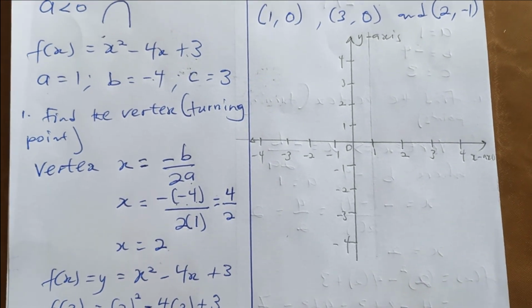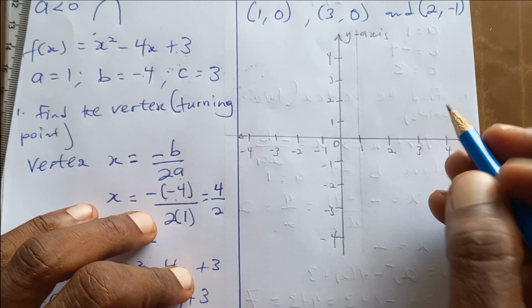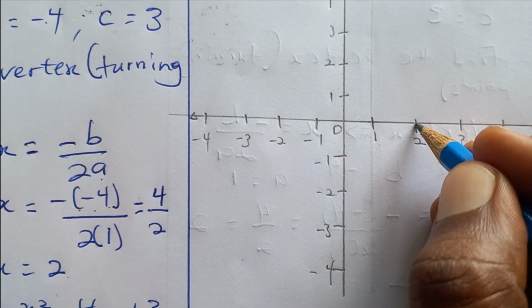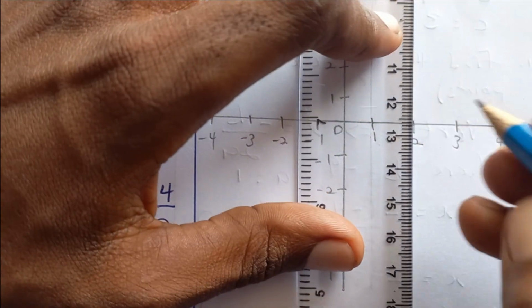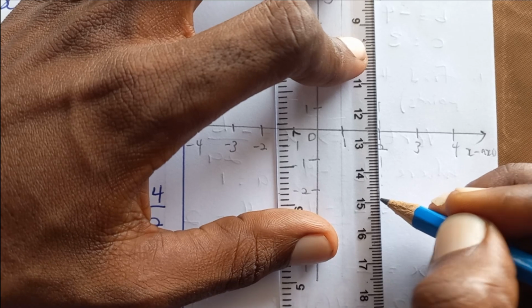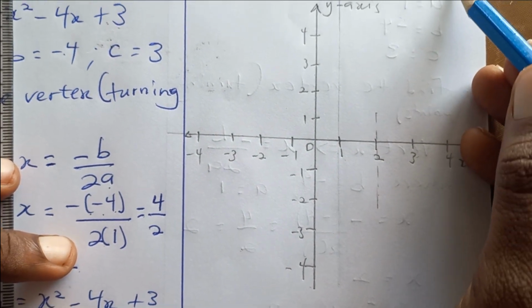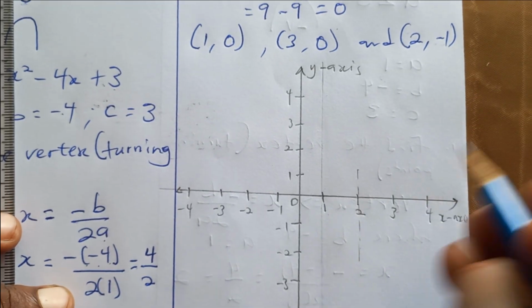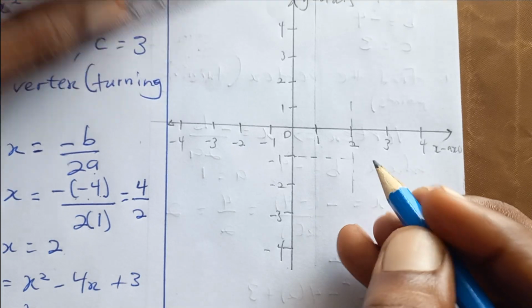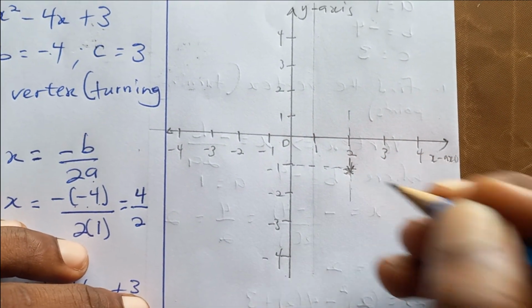Okay. So we are going to plot the turning point first, which is 2, negative 1. So on the x-axis, this is our 2. Then on the y-axis, our negative 1 is here. So you see, this is where they meet. So we get our point here.